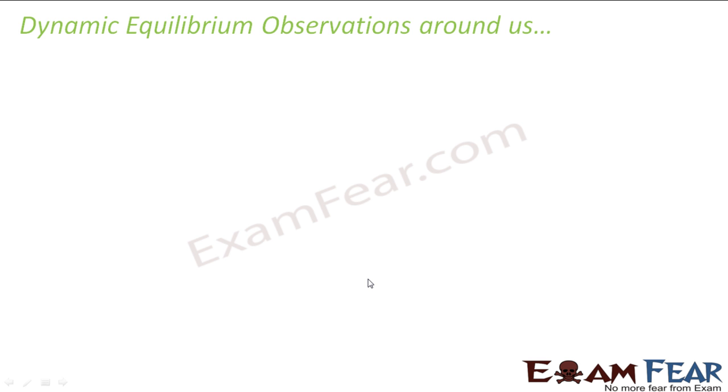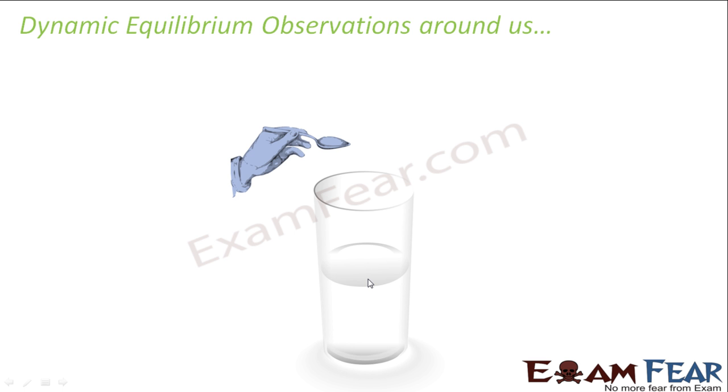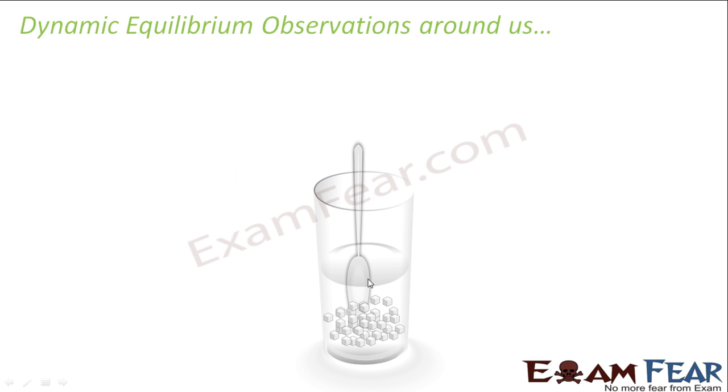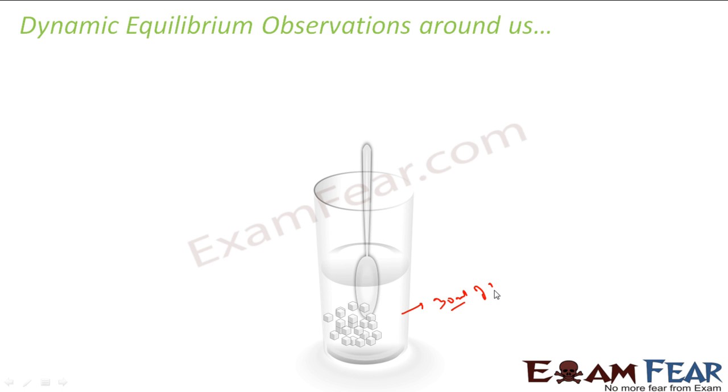Let's take a simple observation around us which has a dynamic equilibrium concept into play. For example, this is my glass of water, plain water, and I add, let's suppose, 2 teaspoons of sugar, and I mix it. If you mix it, you'll find that some of the sugar is gone, but some of the sugar is still there. Even if you mix more sugar, it won't get dissolved. Only a certain amount of sugar gets dissolved in, let's suppose, 30 ml of water.